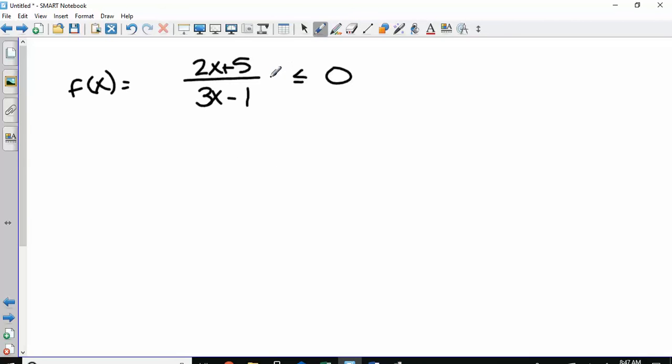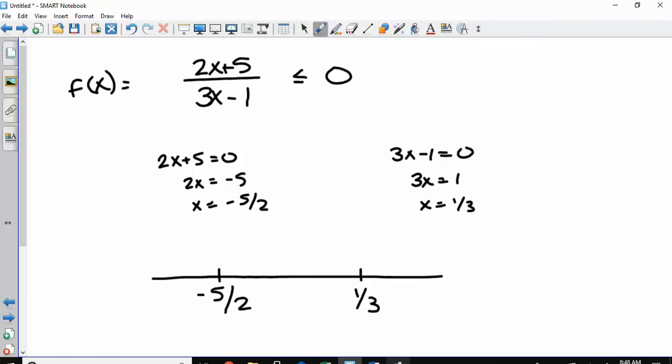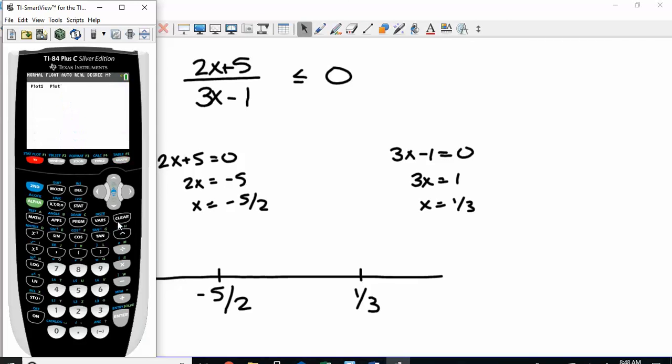We don't have a ton of time, so I'm going to do one of these. So we set top and bottom equal to 0. So if we subtract our 5, divide by 2, we get -5 halves. And +1/3. Okay, remember we're not getting real precise when we graph these, we're just plotting these things. Then we go to our calculator and we graph the original. You need parentheses around top and bottom. So top was 2x plus 5 over 3x minus 1.